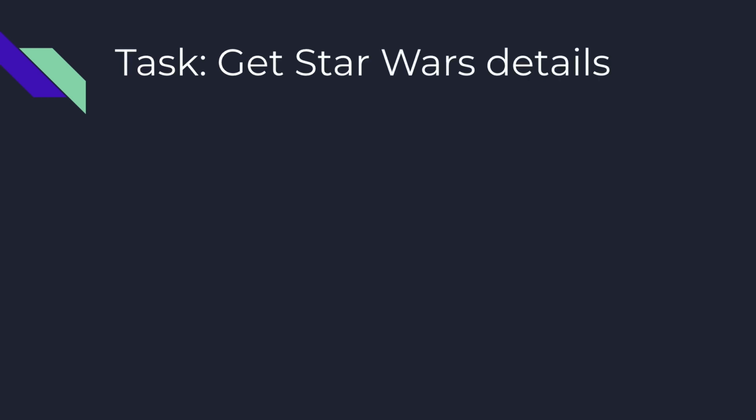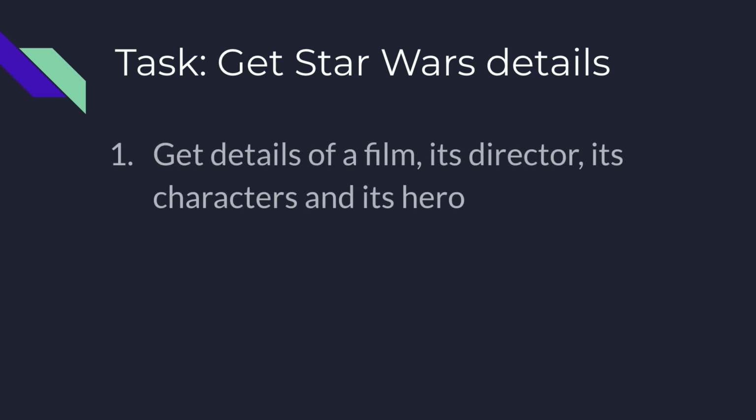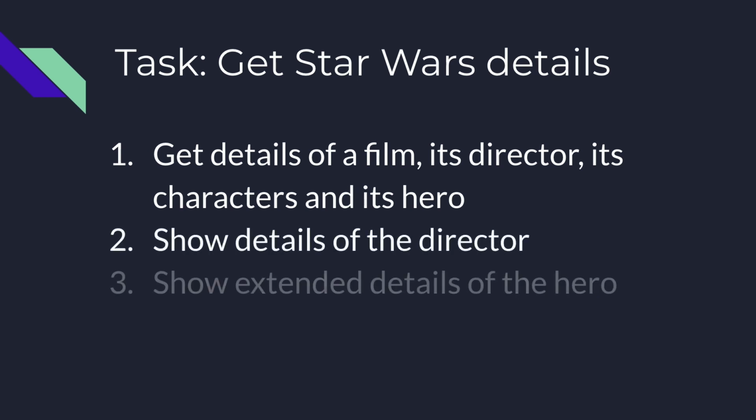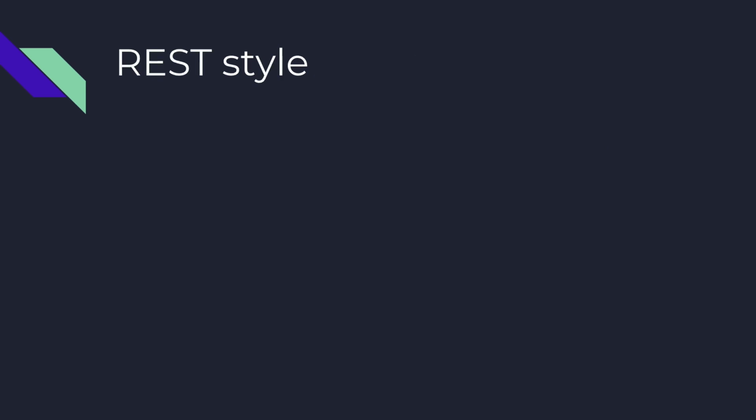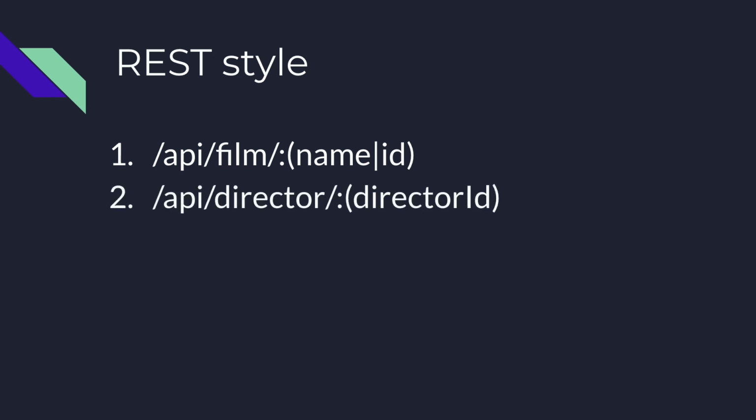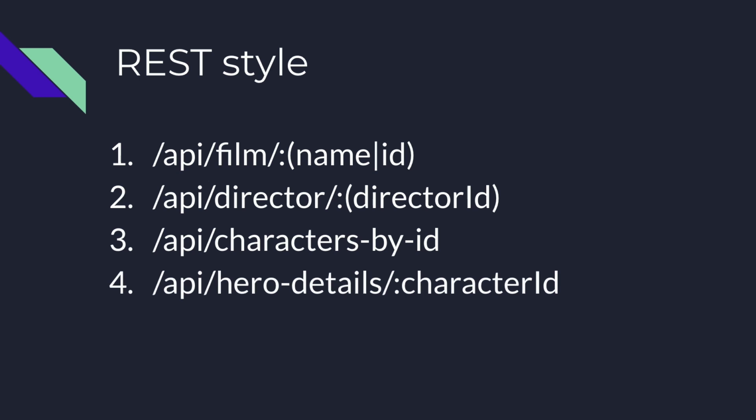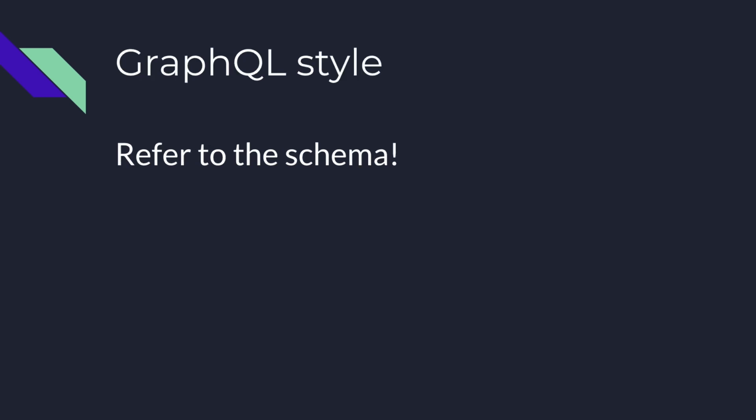So let's do a task. We have to get details of a Star Wars film. We have to get the details of its director. You have to show the extended details of the hero. So how do you do it using REST, right? In REST, there are a bunch of APIs. There may be an API for getting the film details, for getting the director details, for getting the characters by ID, and of course, the extended details if you want for the hero, right?